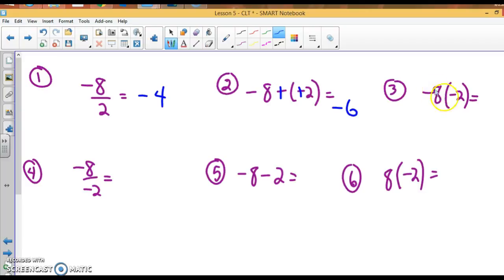This means negative 8 times negative 2, which is positive 16. Four is negative 8 divided by negative 2, which is positive 4. This is subtraction. Add the opposite, so negative 10. And 8 times negative 2 is negative 16. That's a good review of our integers.